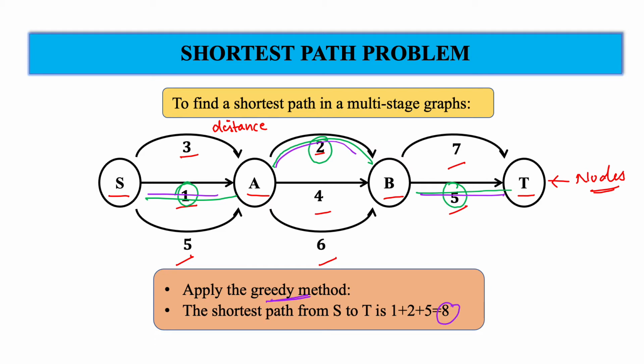Takes the minimum path from one node to another. Okay, so in this way we cover all the nodes and find out the minimum path or minimum distance. However, this method is not applicable for all types of network. So you will see if you take example number 2.